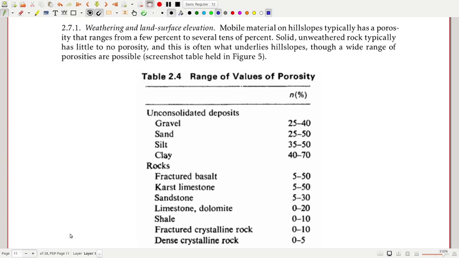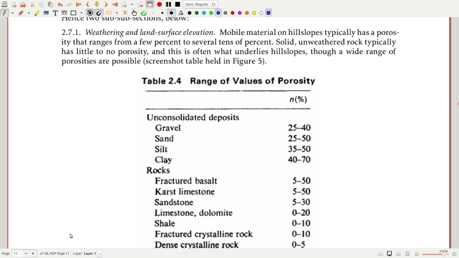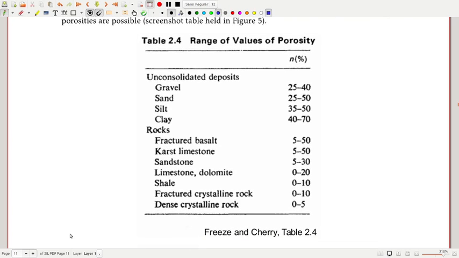And so if we have a hill slope where the mobile material is removed from bedrock via weathering, there is a whole range of different porosities that are possible for this mobile material, but not so much for the underlying rock. What we can see here is gravel, sand, silt, and clay with their porosities. And now we have things like fractured basalt and karstic limestone.